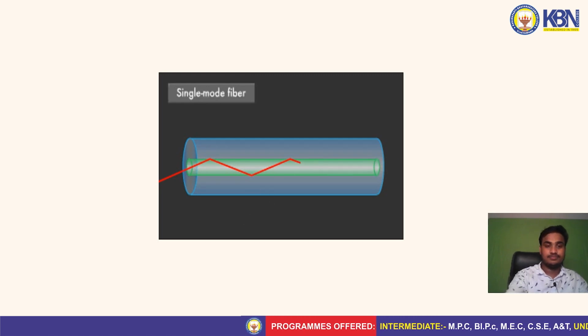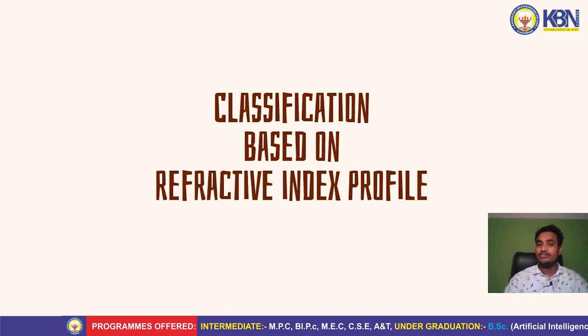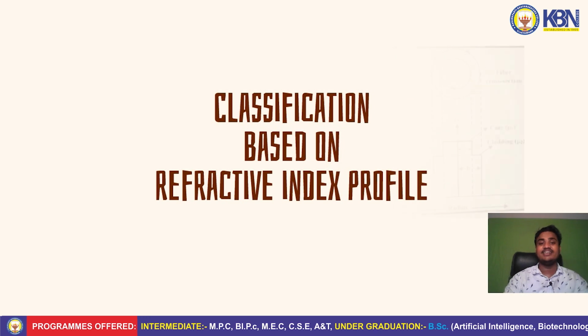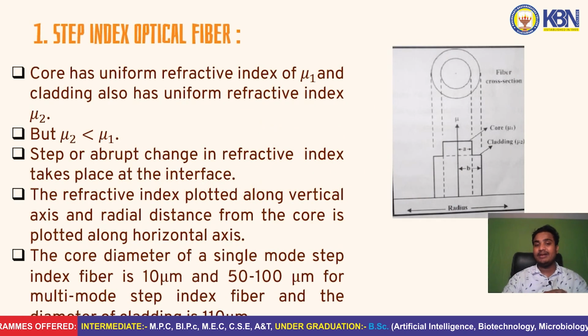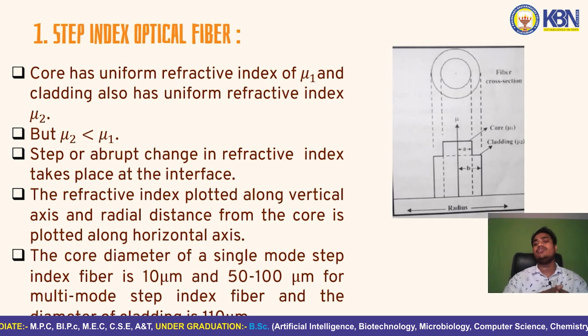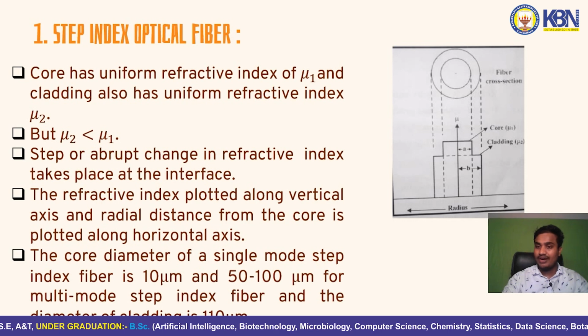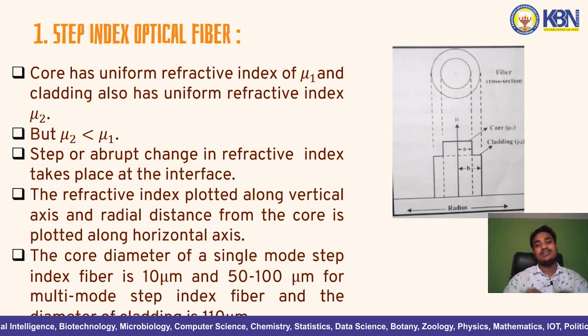Now coming to the classification based on the refractive index profile, as I said, it is divided into two types: step index fibers and graded index fibers. Coming to the step index fibers, the core and cladding have a uniform refractive index. Suppose I call the core refractive index mu1 and the cladding refractive index mu2, the core and cladding have a uniform refractive index throughout the material.